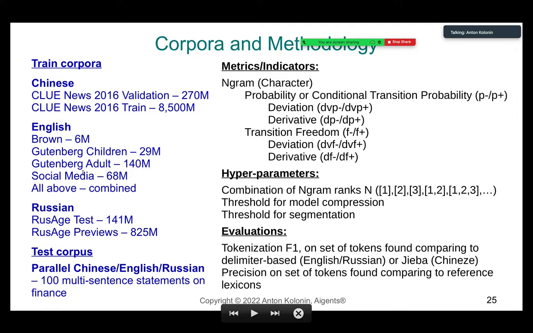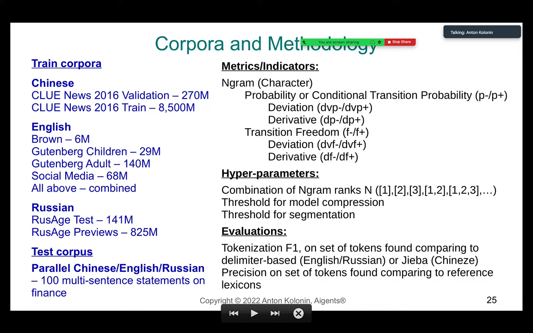Now let me jump over to the corpora that we have used. For Chinese, we have used two different subsets of the news corpora, of 270 megabytes and 8.5 gigabytes. For English, we have used Brown, Gutenberg Children, Gutenberg Adult, and a social media corpus that we acquired while doing sentiment analysis for the crypto market from Twitter and Reddit, and also tried different combinations of these corpora. For Russian, we also used two different subsets of the RusAge corpus of different sizes. These were the corpora that we used to train our models. And in order to test these models, we used a parallel corpus of the same content for Chinese, English, and Russian.